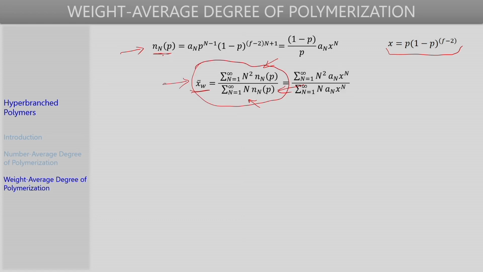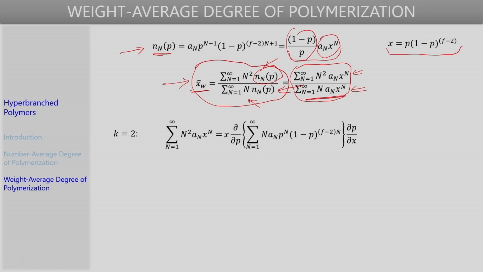So, this np is simply given by this. If you substitute, instead of np, 1 minus p over p times x to the power n, then this 1 minus p over p will cancel in the numerator and the denominator, and we will get this ratio of these two summations. If you look at the denominator, we have already developed an expression for this summation in the previous slide. Now, let us see how we can develop an expression for the summation in the numerator, and once we have both, we can just divide them and get an expression for xw bar.